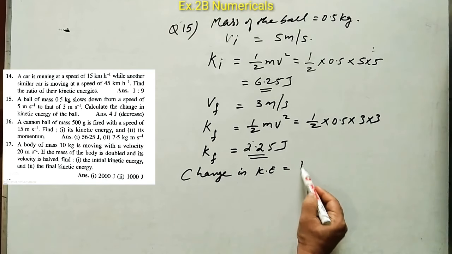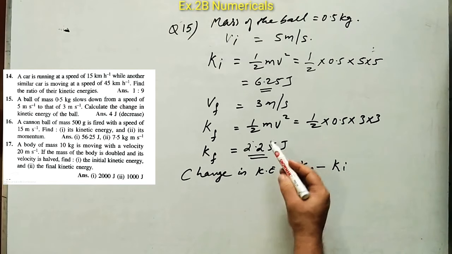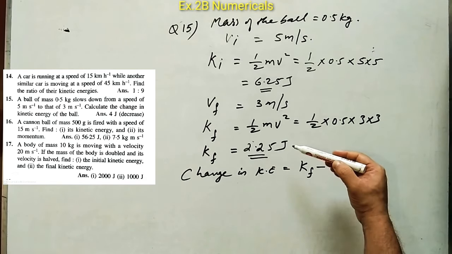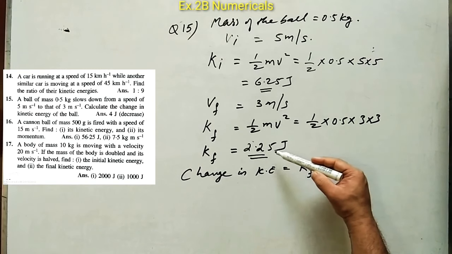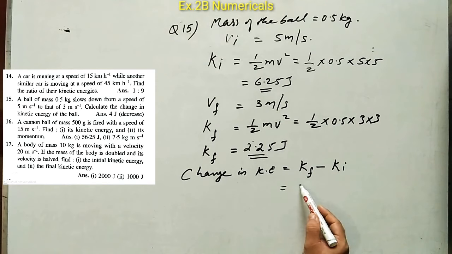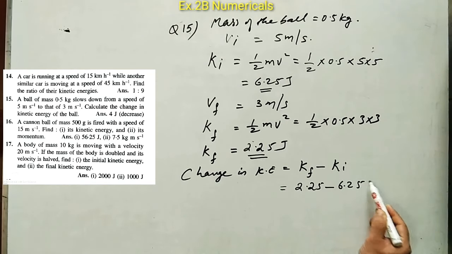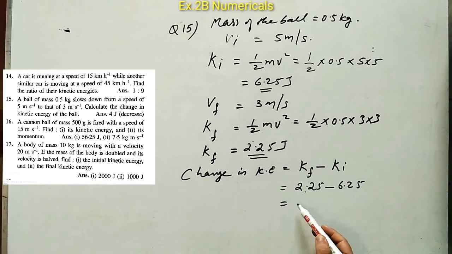So therefore the change in kinetic energy of the ball is equal to final kinetic energy minus initial kinetic energy. Correct? We subtract the value of initial kinetic energy from the final kinetic energy. So we are getting it as 2.25 minus 6.25. So 2.25 minus 6.25 is coming out to be how much? What is the answer?